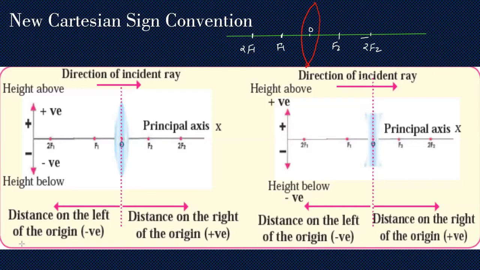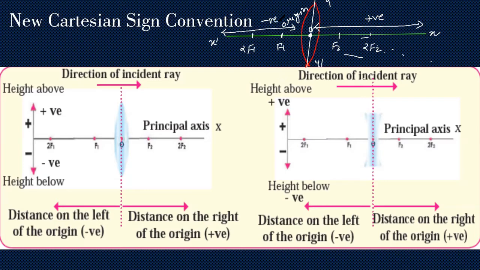We have x-axis, y-axis. So this will act as origin. Your optical center is going to act as origin. So this is your x-axis, this is your y-axis, x dash, y dash. So this part is always going to be positive. This part is always going to be negative.